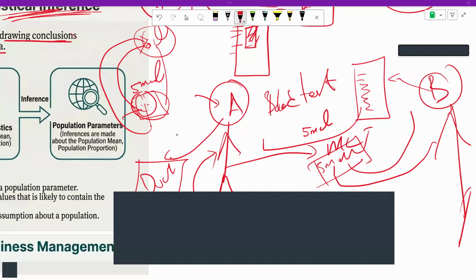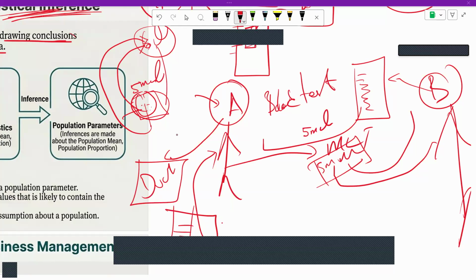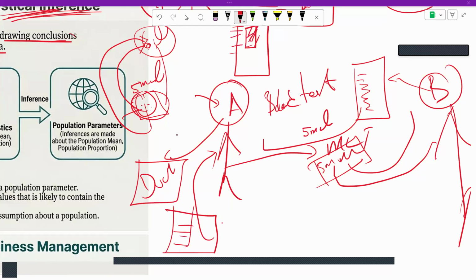Why is it wrong? Can you see my screen or not? Oh, now only you can see, no? Okay. Tell me why it is wrong. Why is it wrong?